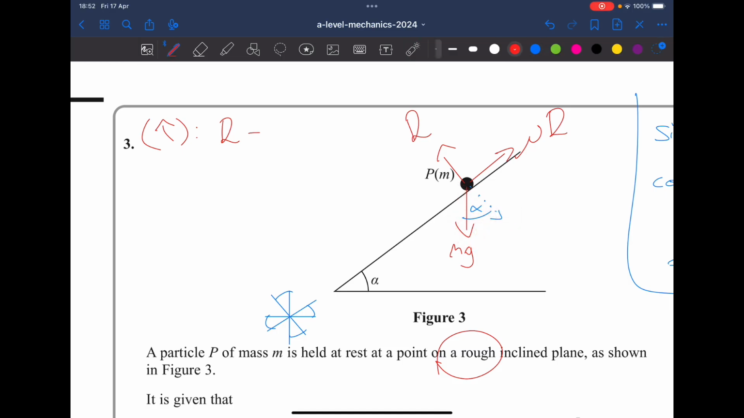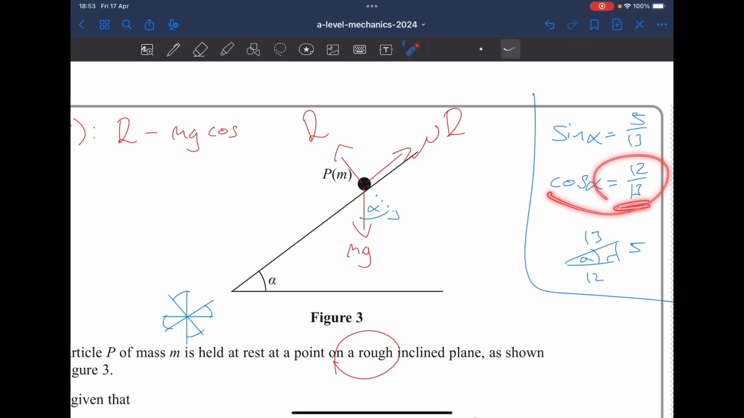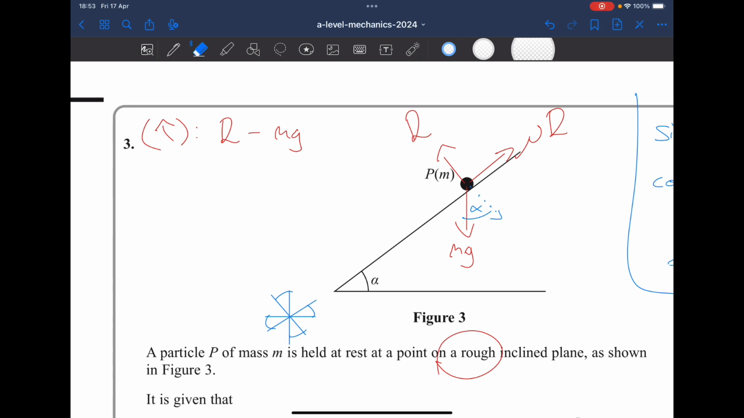So we need cos. So mg cos alpha. And we actually know cos alpha is 12 over 13. So I'm going to put that in there straight away. So this should be 12mg over 13.